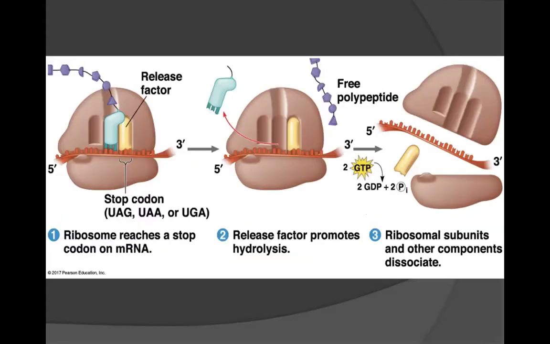This slide here denotes the end of the translation process. Here we have a release factor that will come in once a stop codon is recognized. This release factor will be able to cleave off the polypeptide chain, releasing it into the cytosol. It will then cause the dissociation of the large and small subunit. This will then be free to read another mRNA molecule. Also note that this process requires energy once again in the form of GTP.